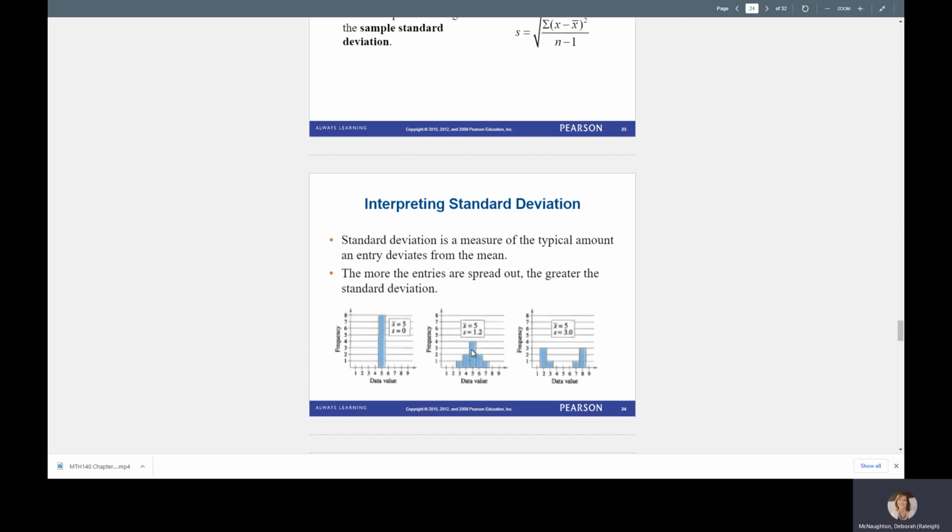So here, now the data is more spread out. And so my mean is still 5, but my standard deviation is 1.2. And here the data is even more spread out because there's nothing in the middle. It's more spread out. My mean is still 5, but my standard deviation is 3.